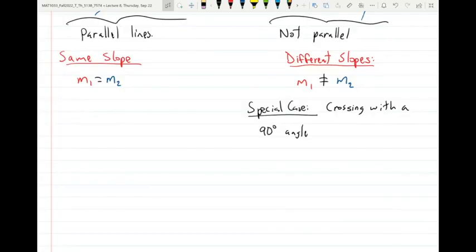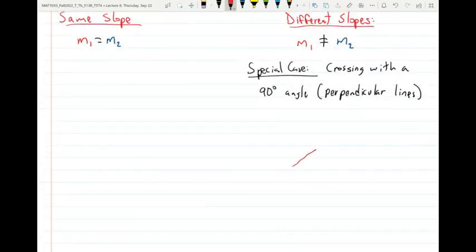All right. So crossing with a 90-degree angle, the word that we use for this is perpendicular lines. So let me draw a picture of that. Say that this is L1, and then L2 crosses with L1 in a special way. So it makes here a 90-degree angle. Typically, when we have a 90-degree angle, we do a little box to show that it's a 90-degree angle. For example, every rectangle, every square has a 90-degree angle in its corners, the vertex.